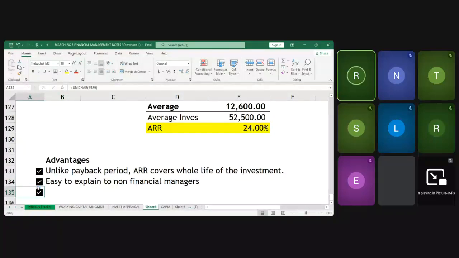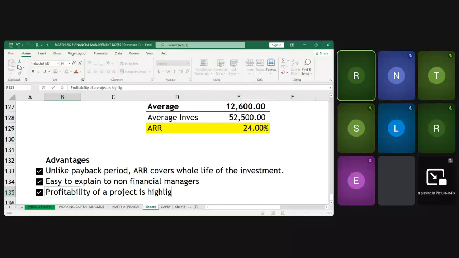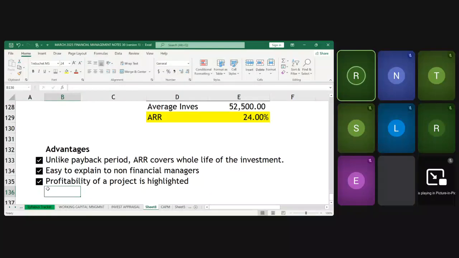That is another advantage. Okay, profitability of the project is highlighted. So you can actually see that this project has got a percentage return of 24%. So that is profitability of our project, and that is highlighted. Okay, ARR is a relative measure. So anything that measures in terms of percentages, we call it relative. ARR is a relative measure.